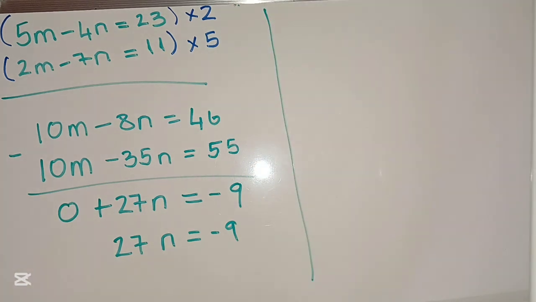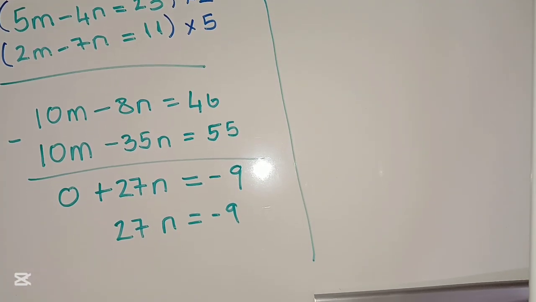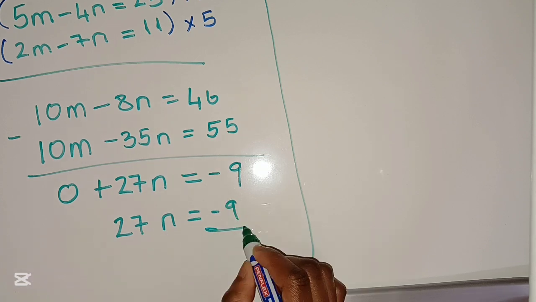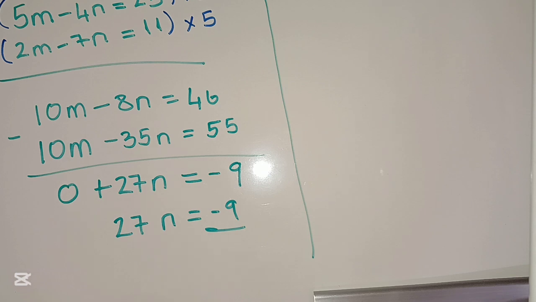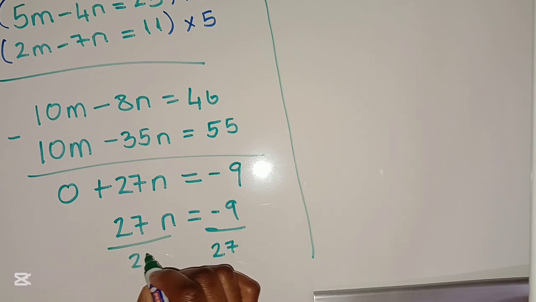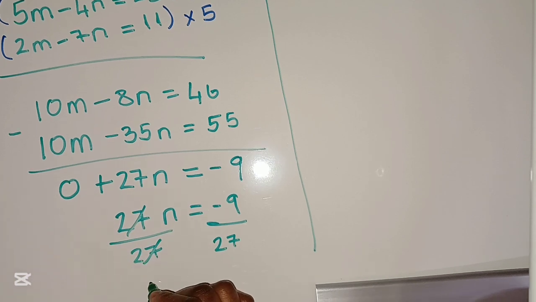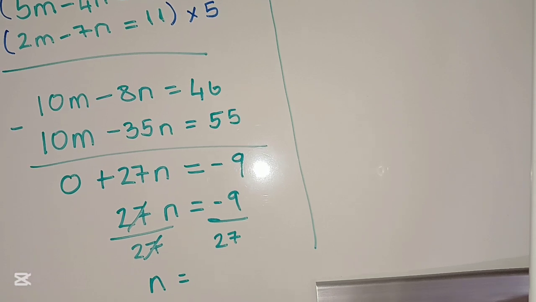Next step is to divide both sides by, not negative 9, but we divide both sides by 27 so we can isolate our variable n. These two cancel out. n comes down as it is. Negative 9 divided by 27 is negative 1 over 3.